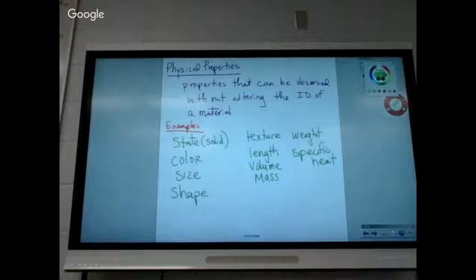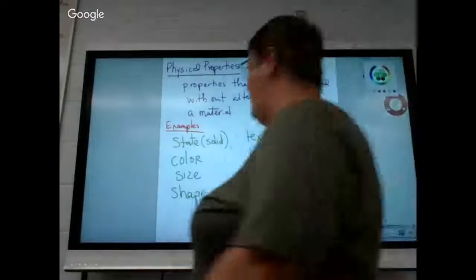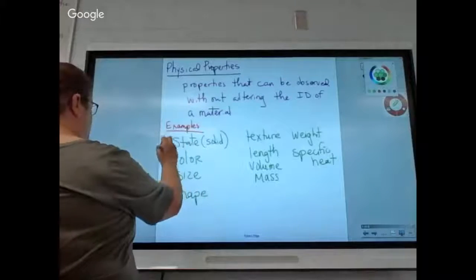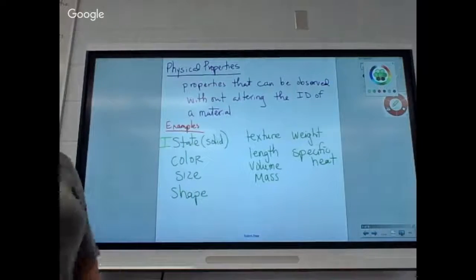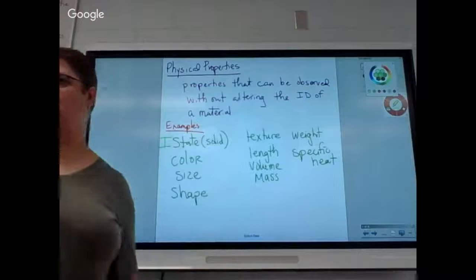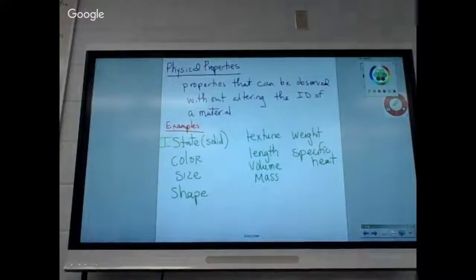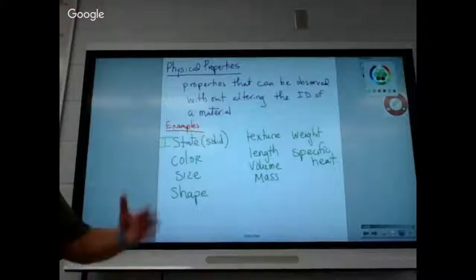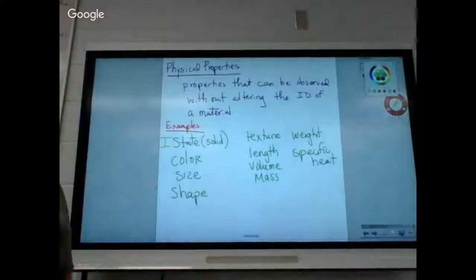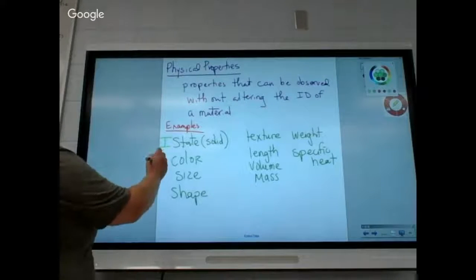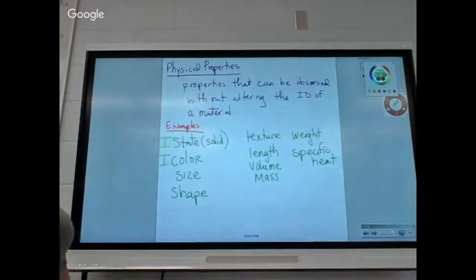You don't, trust me. Now, if we look at the state, if you cut my desk into thirds, would it still be a solid? Yes. Then that is an intensive property. It doesn't change based on the amount that's present. It's not going to change its state if you cut it in half or into thirds. Now, its color. Will the color of the desk change if you cut it up? No. Then it's intensive. Will its size change?